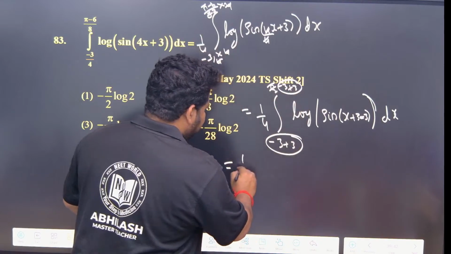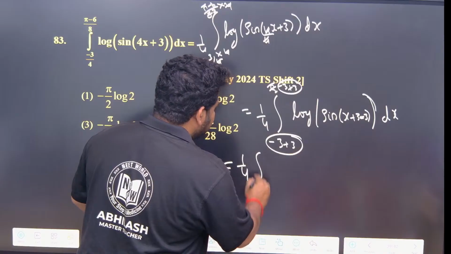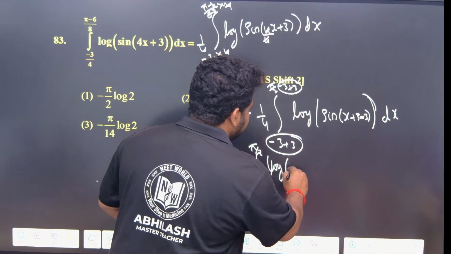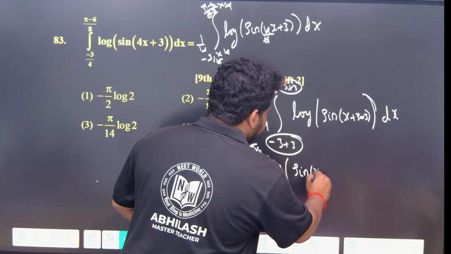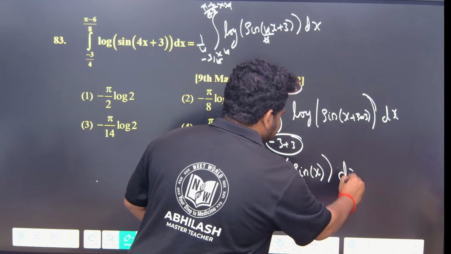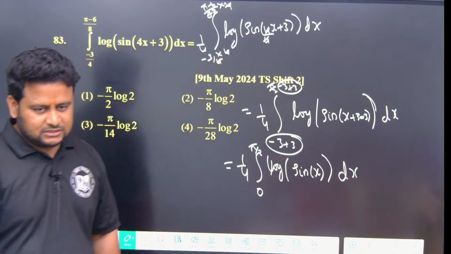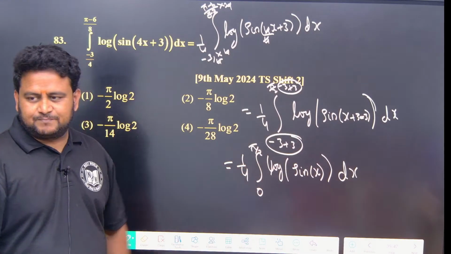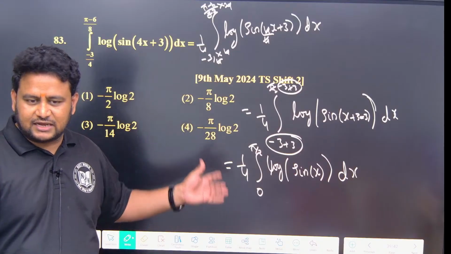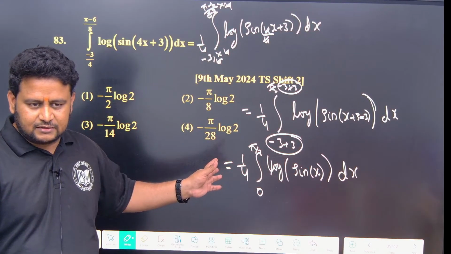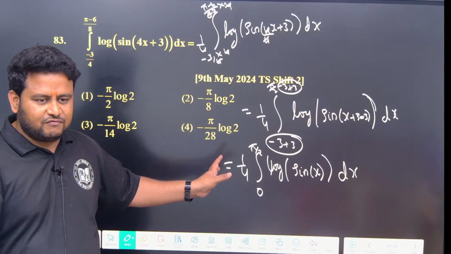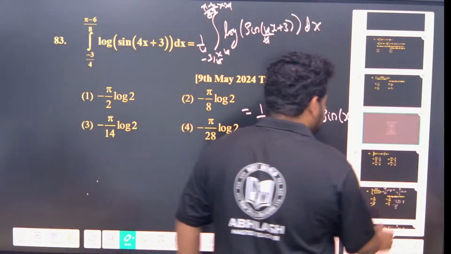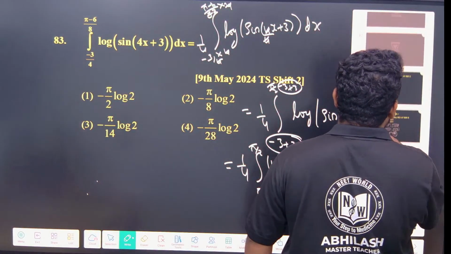So this will become 1 by 4 into integral of 0 to pi by 2 log of sin x dx. Now, how to integrate 0 to pi by 2 log of sin x dx? Directly for this there is a shortcut, there is a value. I will give you the values, you can write it down later. I will show you now.